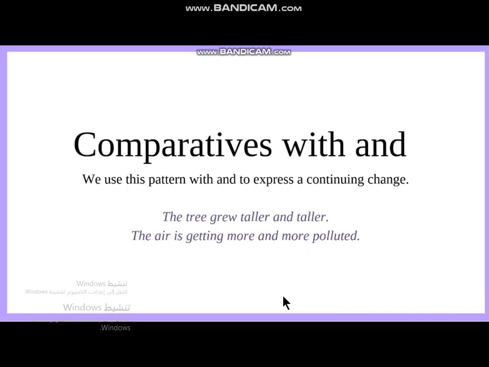Okay, so the next one, comparative with and. When I'm talking about and to express a continuing change, like that, the tree grows taller and taller. The air is getting more and more polluted. Okay, so I'm going to try to talk about something more and more, over and over. So two comparatives with and express a continuing change.